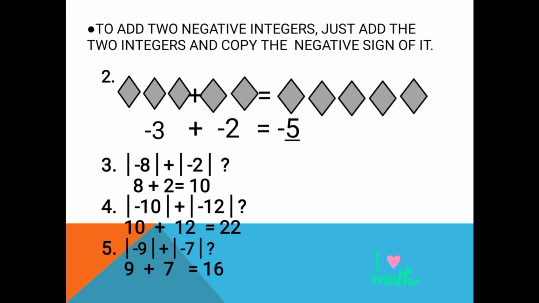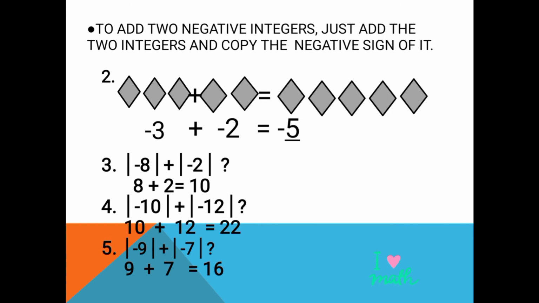How to add two negative integers? Just add the two integers and copy the negative sign of it. Number 2, negative 3 plus negative 2 is equal to negative 5. Meaning to say, you just add the two numbers, then copy the sign.